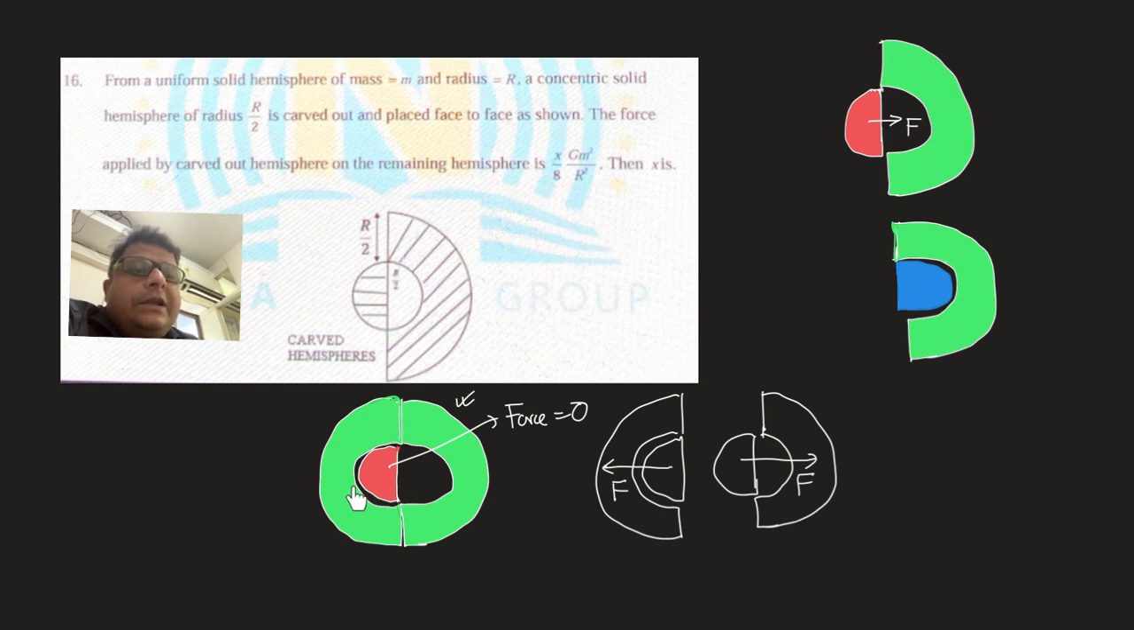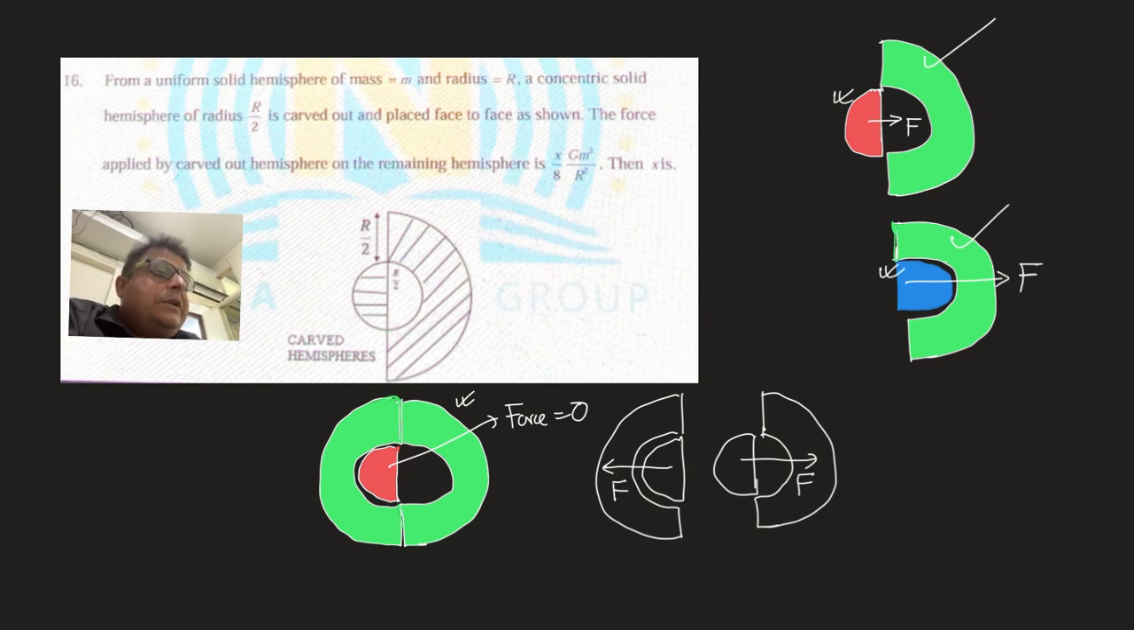Because inside a hemisphere, uniform hemisphere, the force on the field inside is 0. उसी के लिए 0 है. तो that's why this is F and this is also F. So that means from this diagram we can conclude that this is also F. Now let us consider one part. That means ये large hemisphere है, ये large hemisphere है. On this part and on this part it is the same force.